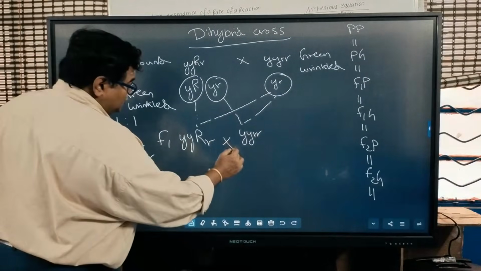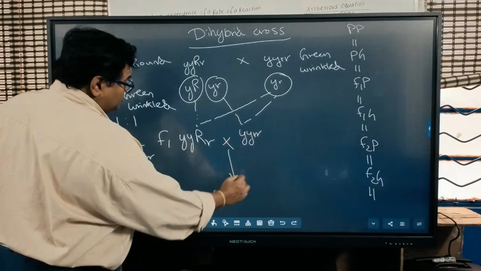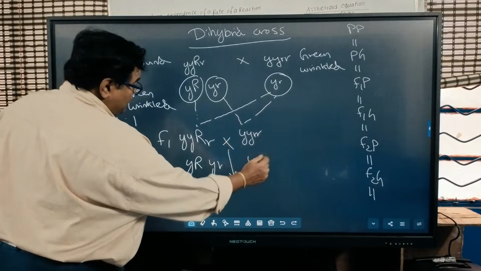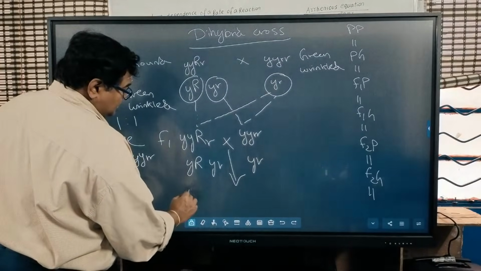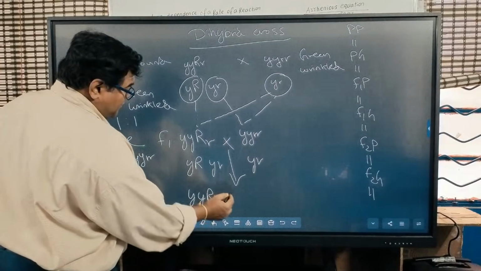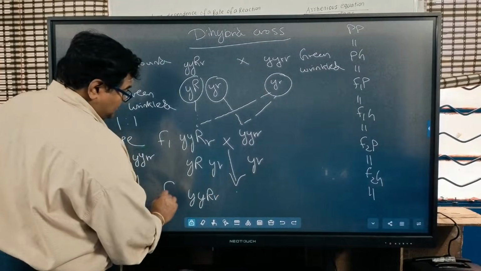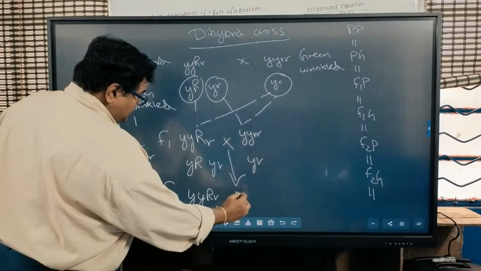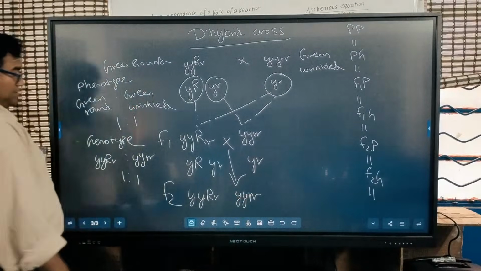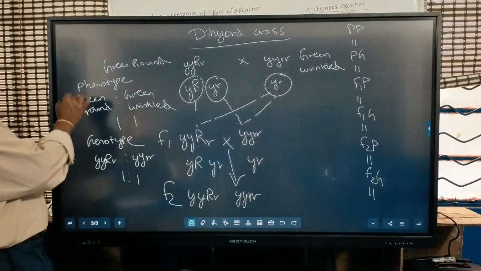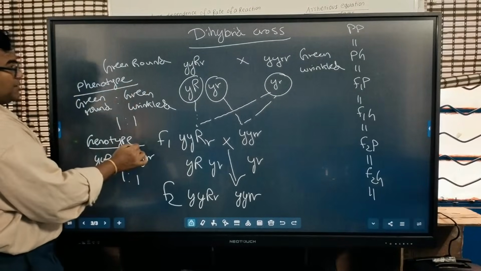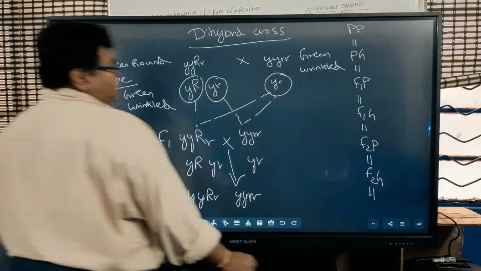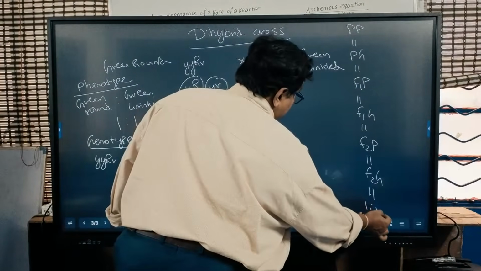Again, I'm crossing these two hybrids that I got in the F1 generation. I'm getting two different types of gametes. When I cross them, I get two different types of progeny in the F2 generation, when I cross the F1 hybrid as a parent. So you will get this type of F2 progeny. If you calculate the phenotype and genotype of the parent, the F1 generation, or the F2 generation, everywhere we are getting the answer 1:1.